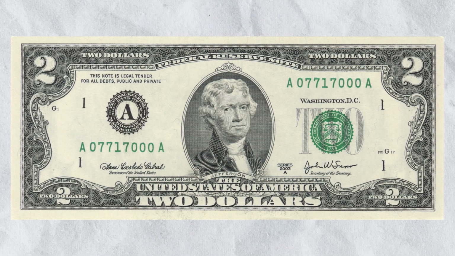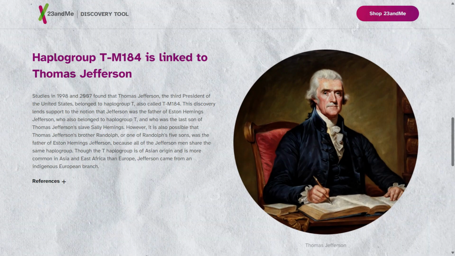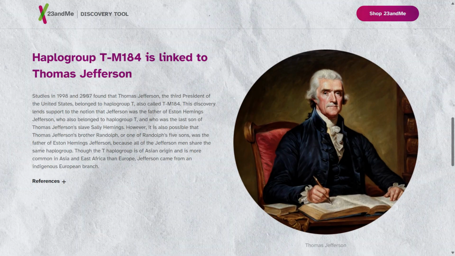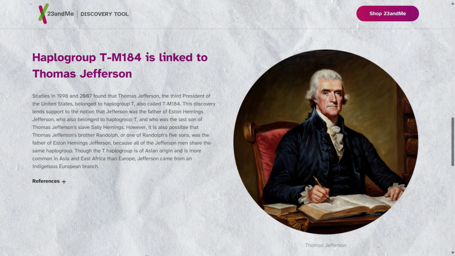But what do we know about Thomas Jefferson's haplogroups? Well, he actually seemed to have a very unusual Y-DNA haplogroup for someone of European descent, namely haplogroup TM184, which confusingly was previously known as haplogroup K2.